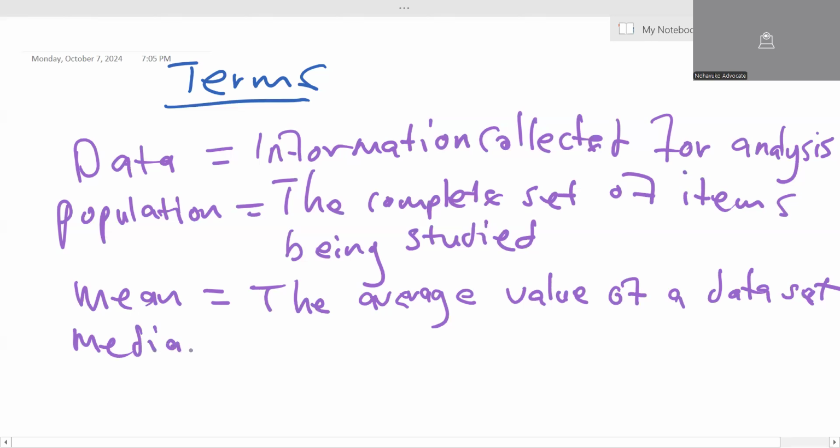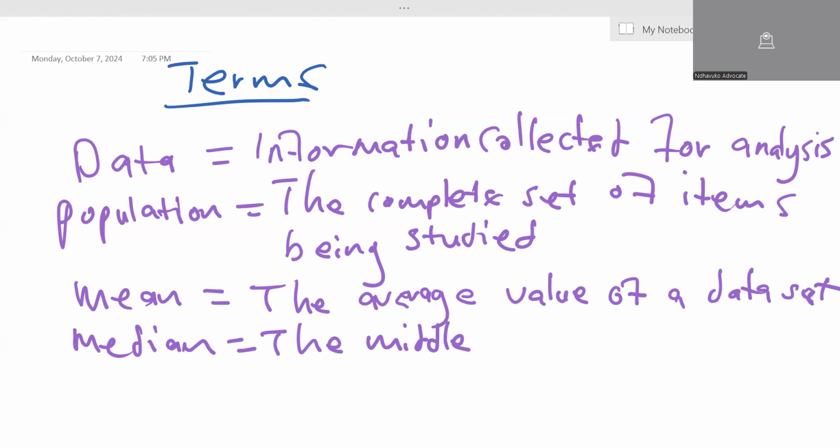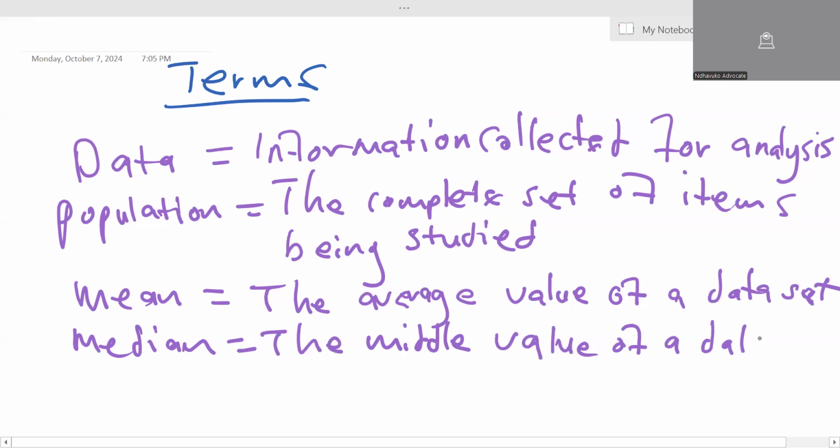You know these ones. Median is the middle value of a data set when ordered. We'll just discuss these terms, then we get to the calculations. When ordered means when they are put in order, like 1, 2, 3, 4, 5, 6, 7, in that order.